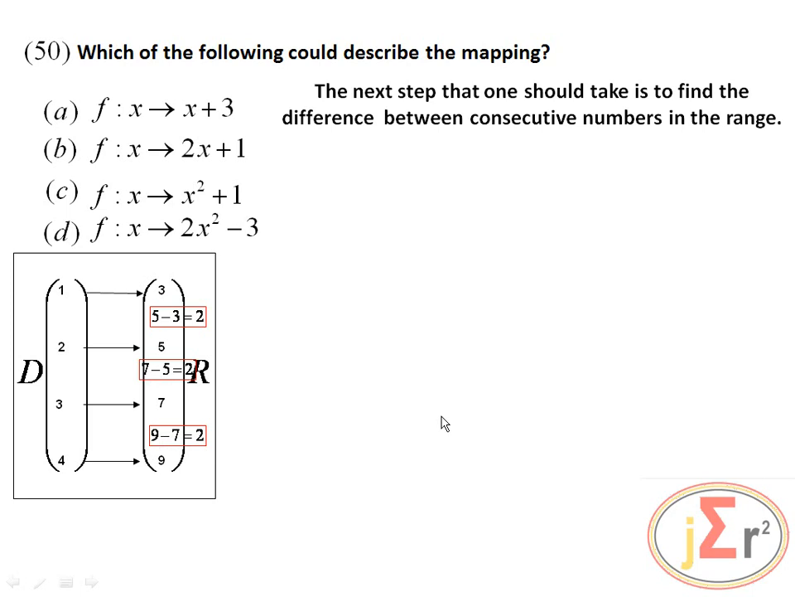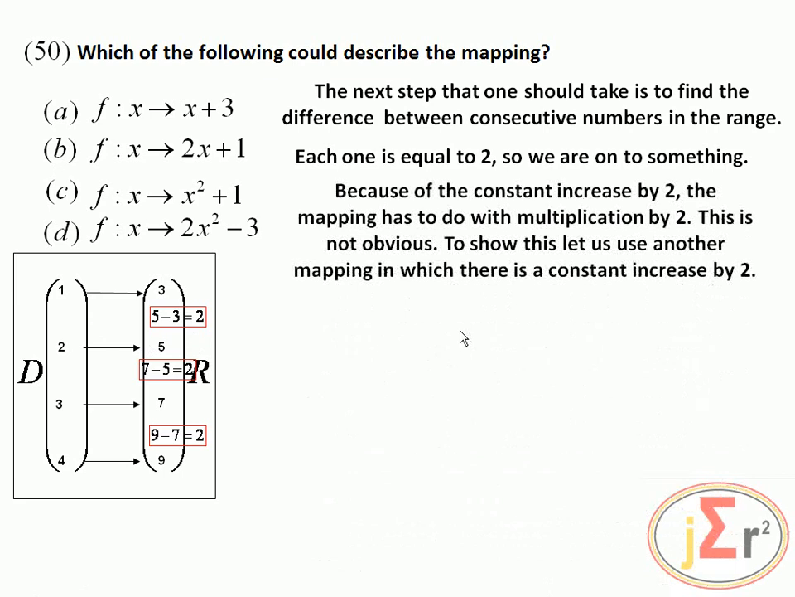What do we know then? Well, it does not necessarily seem obvious, but what do we say? Each one is equal to 2, so we are on to something. Having 2 here as a difference, that's significant. But how significant? What is the significance? Because of the constant increase by 2, the mapping has to do with multiplication by 2. This is not obvious.